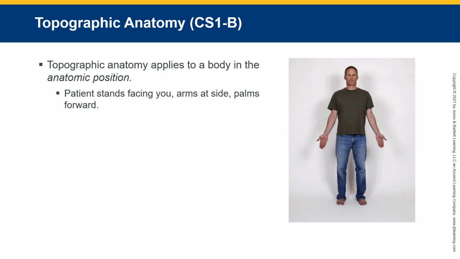Topographical anatomy, this is think of like a topographical map, the up and down. This applies to the body in anatomic position, where the patient is facing you with their arms at their side and their palms forward.